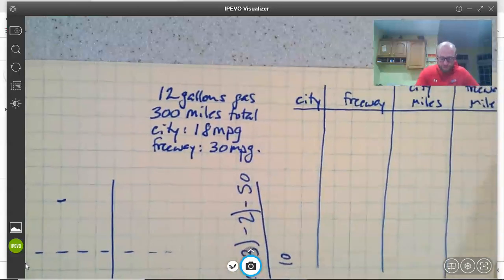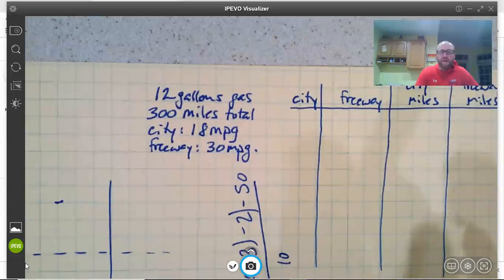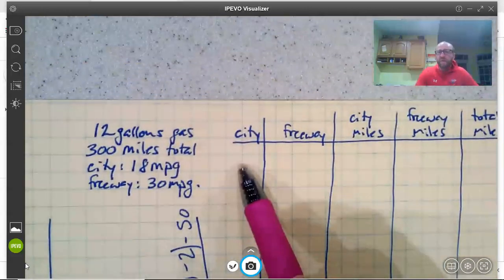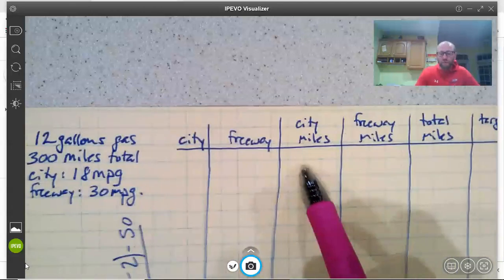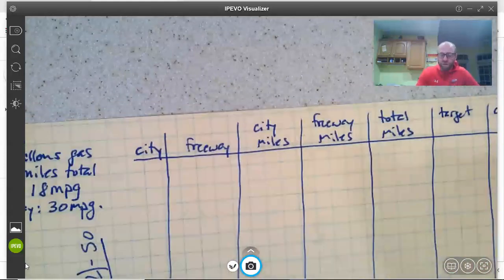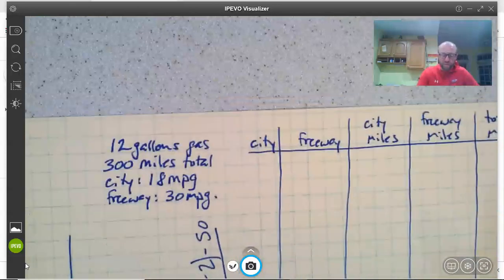So what we want to figure out is, based on this information, how many gallons did he burn up in the city, and how many gallons did he burn up driving on the freeway? And we're just going to use a guess and check method. We've got a table here. We're going to guess at the number of city gallons, and then figure out the number of freeway gallons for that. We'll figure out city and freeway miles from that. We'll have total miles, and we're shooting for 300.